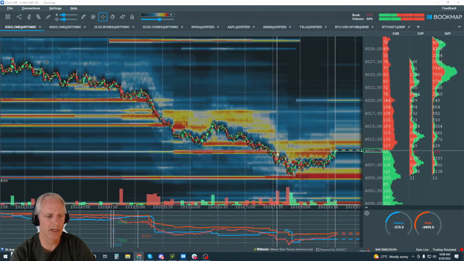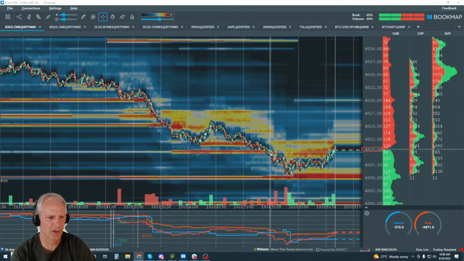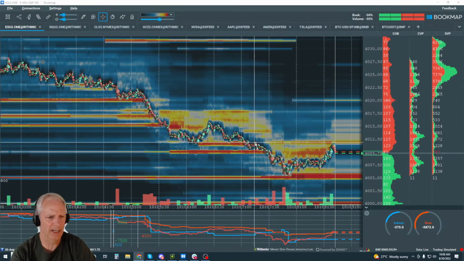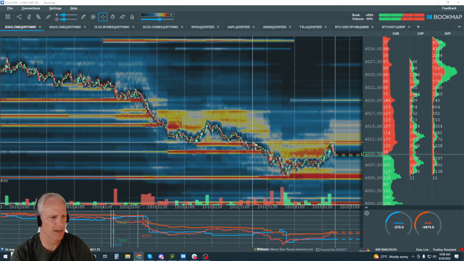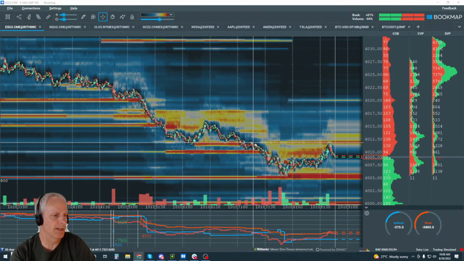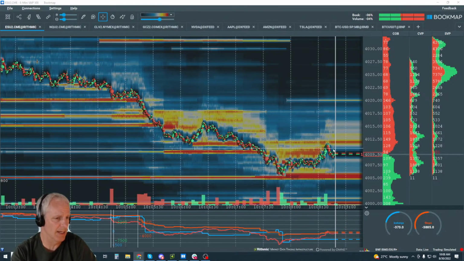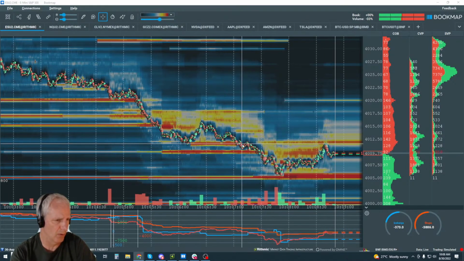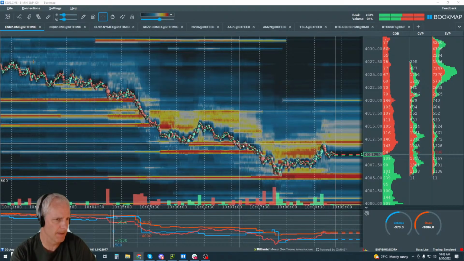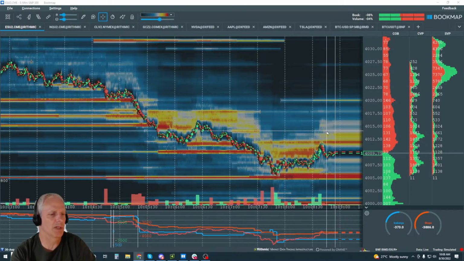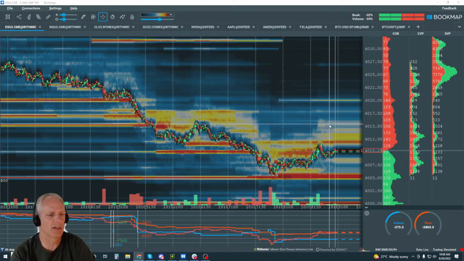All right, so here again is a pullback. First pullback to 10, second pullback to about 12.50 here. I would anticipate another pullback. This is a deeper pullback now. It's come back to where it broke from here. But we would still look for the continuation to the downside.